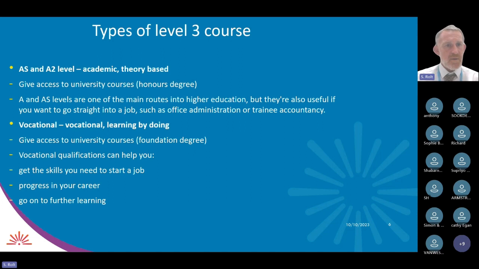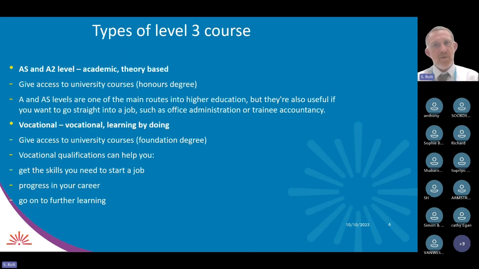What Reigate College do is they also do a critical thinking qualification called the EPQ, where students will do a project, and that does actually add to UCAS points to go towards their final UCAS application. The other types of qualification are vocational. They are also level 1, level 2, level 3, and so they also give access to level 3 courses, which do give access to universities.